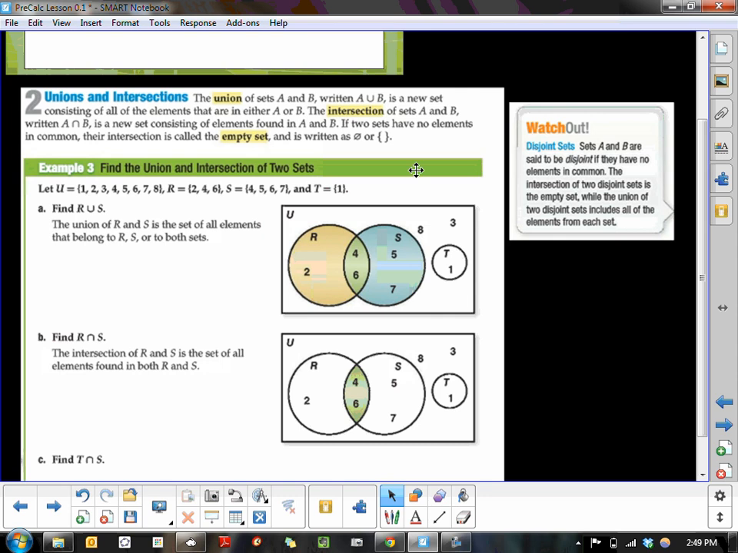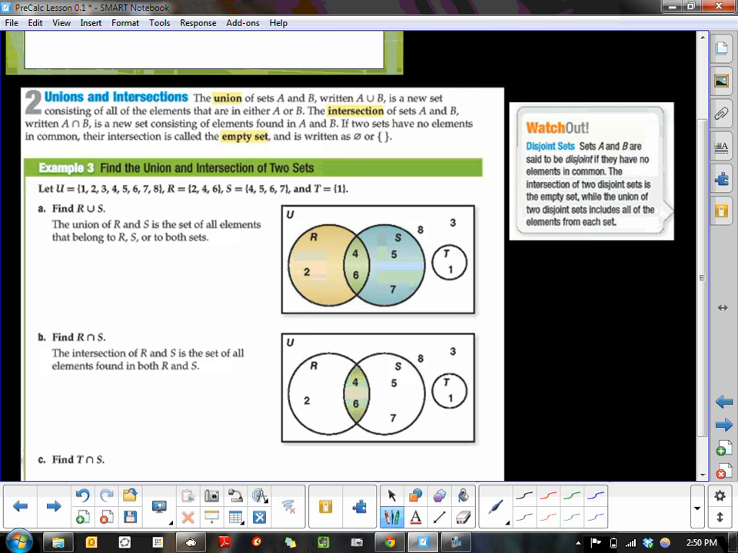So they give us a universal set of 1, 2, 3, 4, 5, 6, 7, 8. Set R is 2, 4, 6, S is 4, 5, 6, 7, and T is just 1. Find R ∪ S. So this U says find the union, which means combine or put together everything in sets R and S. So we're combining. Anything that's in set R or S has to be included in our new set.